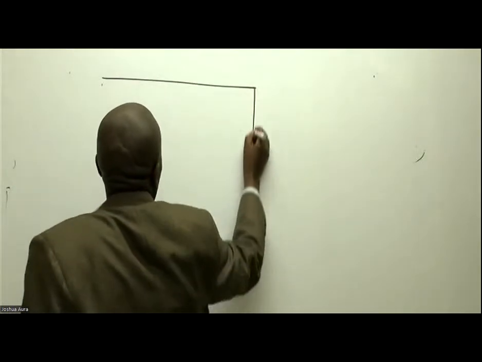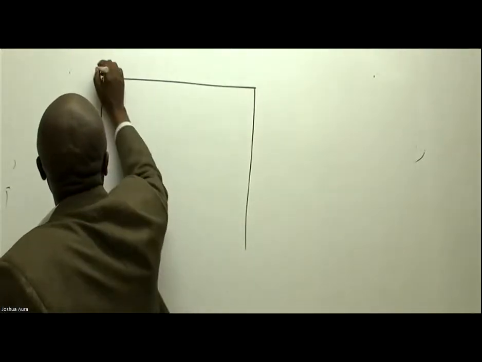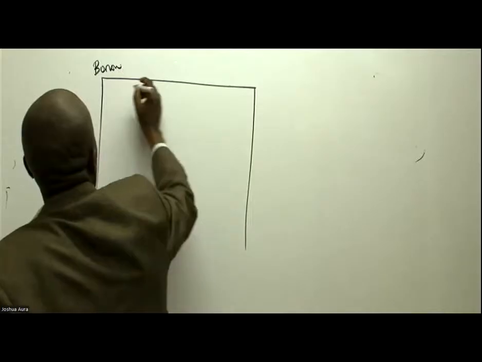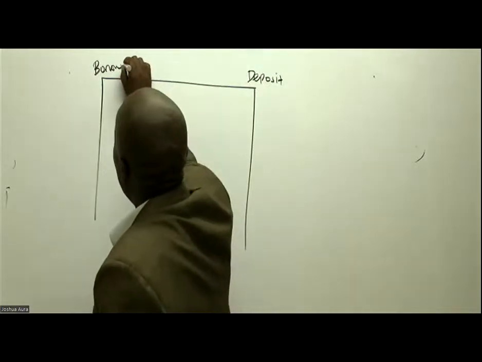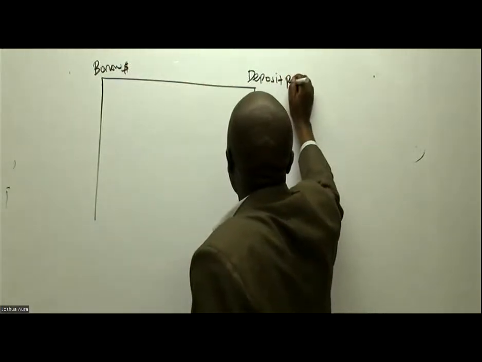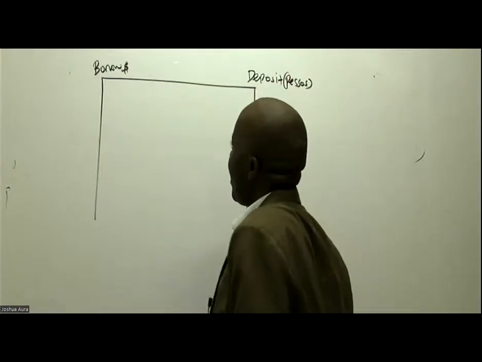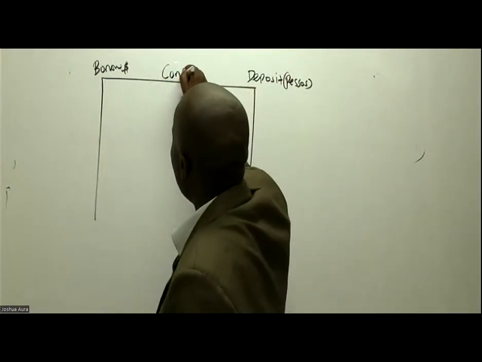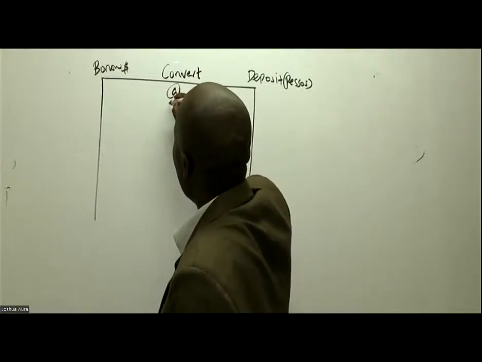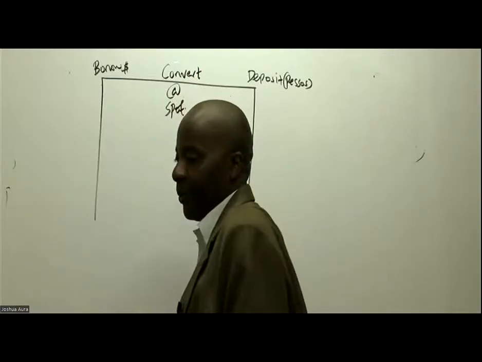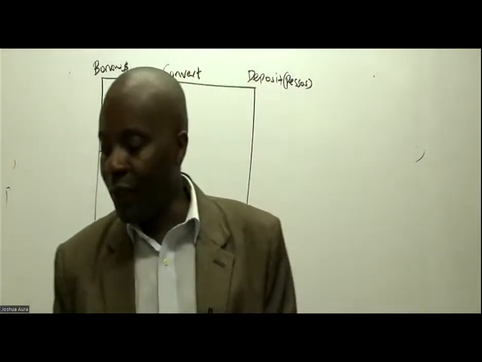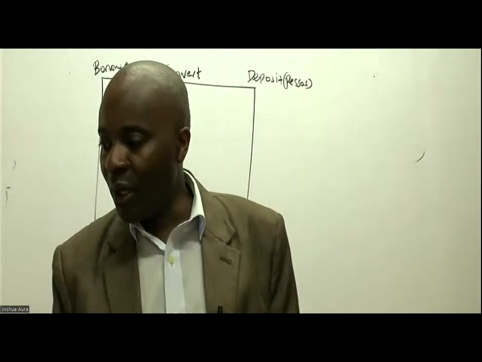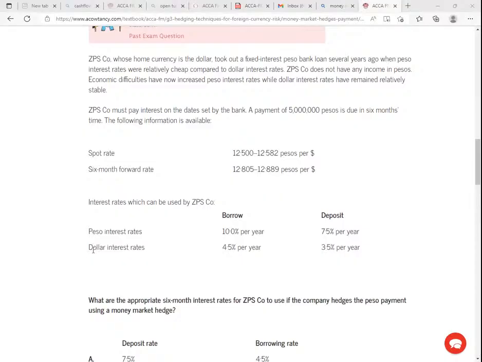So we are told like that. We have here borrow, we have here deposit. We are borrowing the dollar, we are depositing the other currency, which is the pesos. And as somebody called Lily told us some time back, if it's money markets, we always convert at spot. Now, you have given me the borrowing rate of the dollar. Dollar borrowing is 4.5% per year.